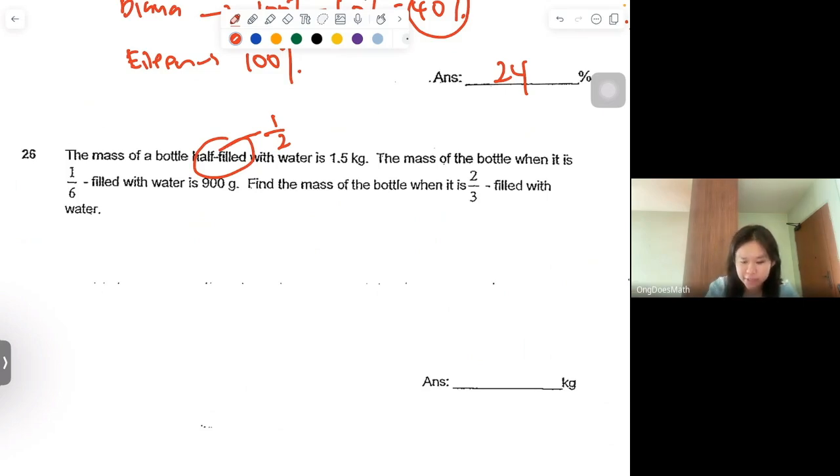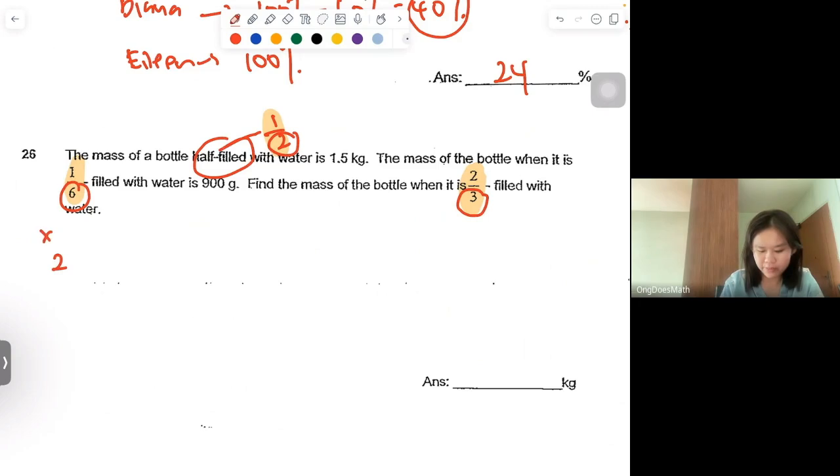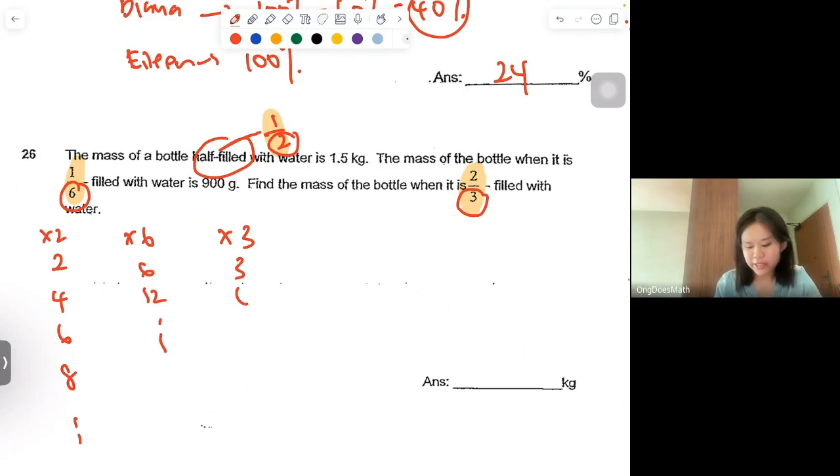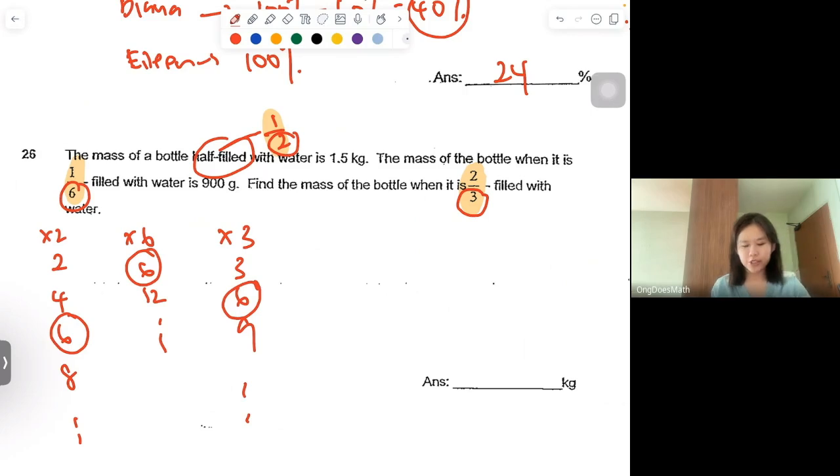So we have three fractions right here, but they all have different denominators. So we want to make them the same denominator so that it's easier for us. So what's the lowest common multiple? It's actually 6. So how do I get 6? This is 2, this is 6, this is 3, right? So you just list out the multiples of 2, multiples of 6, multiples of 3. So 2, 4, 6, 8, and so on; 6, 12, and so on; 3, 6, 9, and so on. So you can see that the lowest common multiple is actually 6.